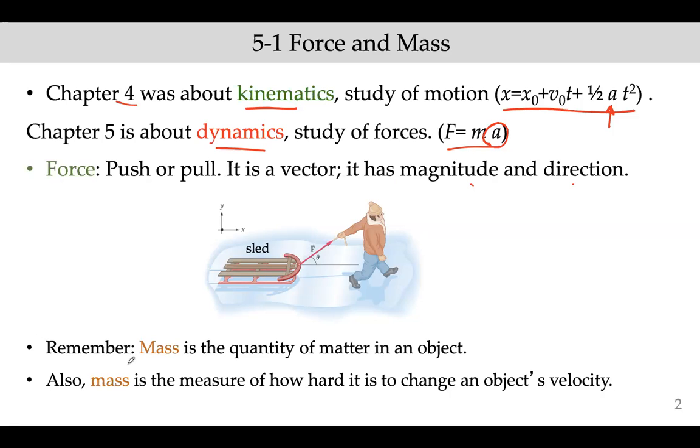And there's a reminder here. So we talked about force, acceleration, and what about mass? So mass is the quantity of matter in an object. Also, mass is the measure of how hard it is to change an object's velocity. So if the object is light, for a given force, you can change its velocity easily. But if it's a heavy object with higher mass, then it will be harder to change its velocity. So you can think of mass as the measure of how hard it is to change an object's velocity.